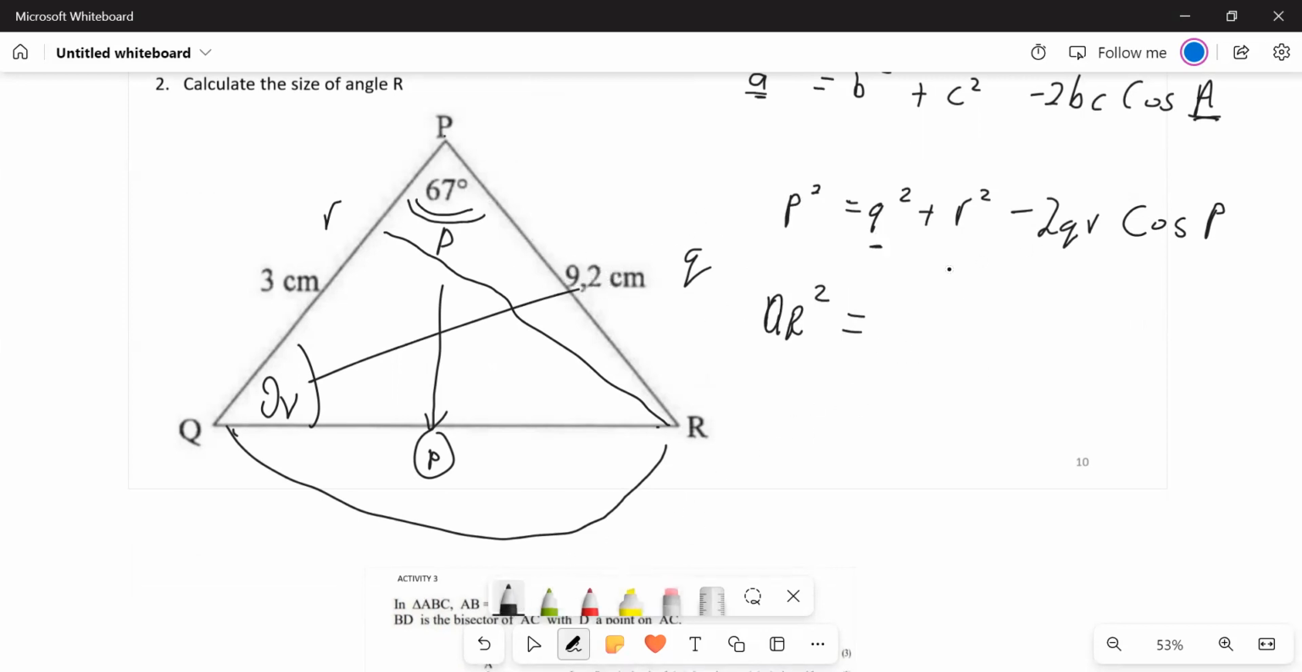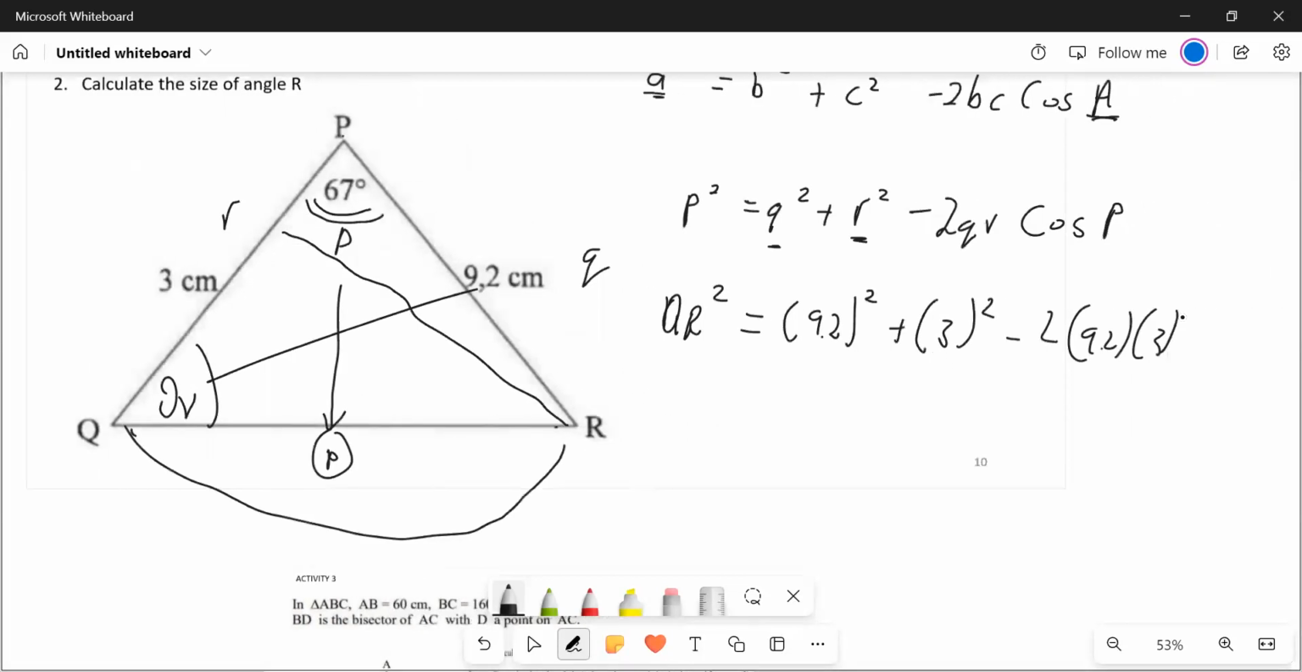It's 9,2. So we'll come and put with this one here: 9,2 all squared, plus what is R squared? It's 3, this is all squared, minus 2, okay? Multiplied by 9,2, okay? Multiplied by 3, okay? And then it says, this is going to be the cos of what?